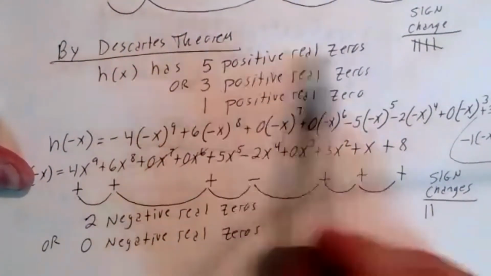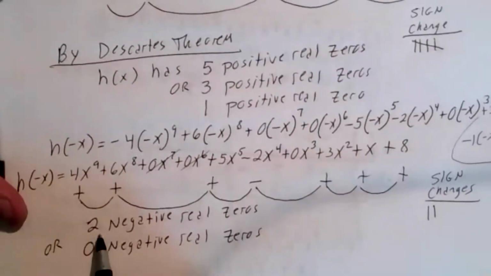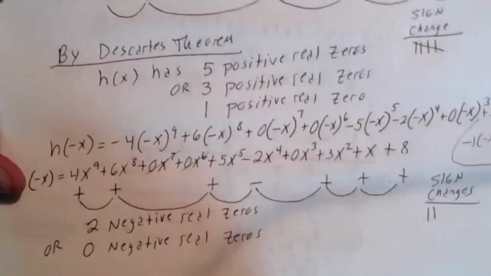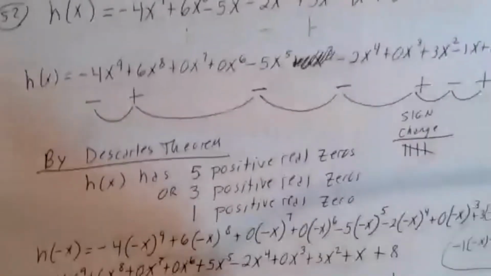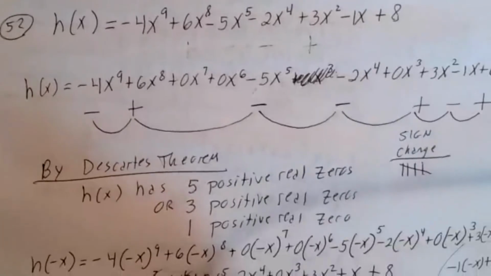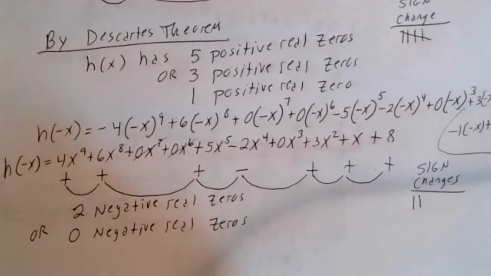You could have either 5 positive real zeros or 3 or 1, or you could have 2 negative real zeros or no negative real zeros. Okay. All right. So that's how that works there. Descartes' rule of signs enables you to predict the number of potential positive real zeros or negative real zeros that a polynomial function could have. Okay.